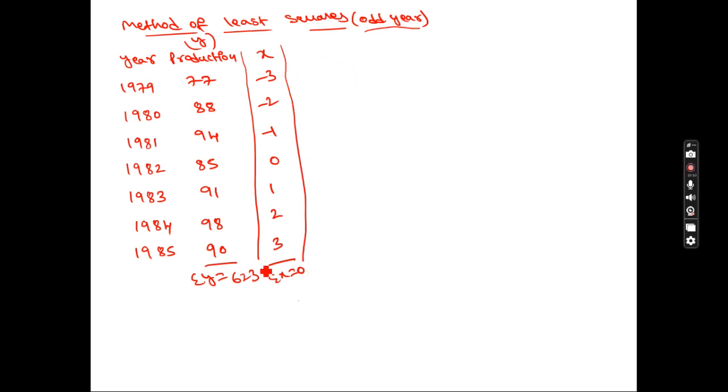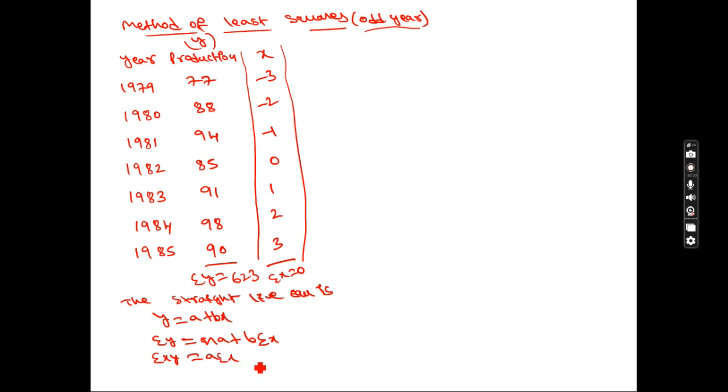After this, first you write the straight line equation. We know the straight line equation: y is equal to a plus bx. Apply the summation on both sides. It becomes summation y is equal to na plus b summation x. Again apply summation with x on both sides. It becomes summation xy is equal to a summation x plus b summation x square.